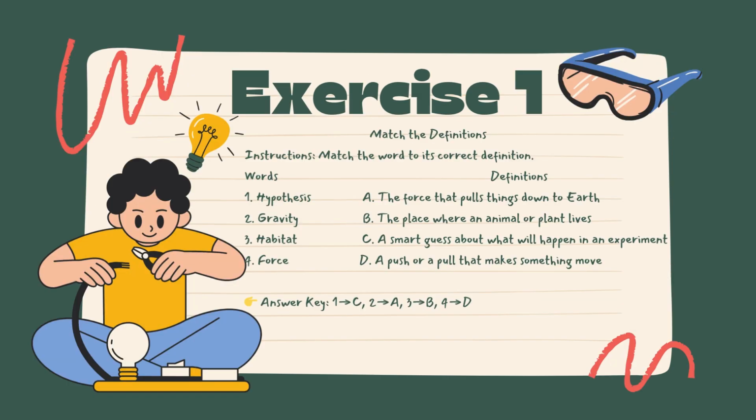Exercise 1. Match the definitions. Instructions: match the word to its correct definition. Words and definitions. 1. Hypothesis. A. The force that pulls things down to Earth. 2. Gravity. B. The place where an animal or plant lives. 3. Habitat. C. A smart guess about what will happen in an experiment. 4. Force. D. A push or a pull that makes something move.